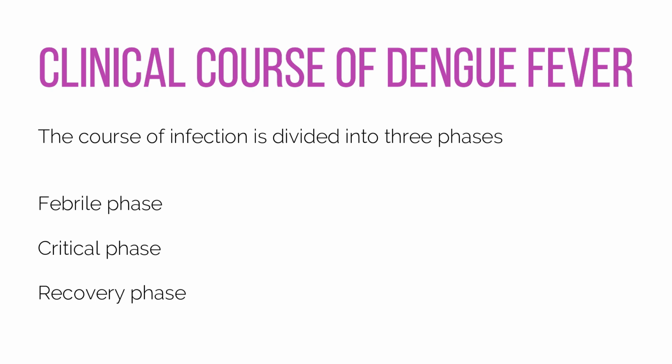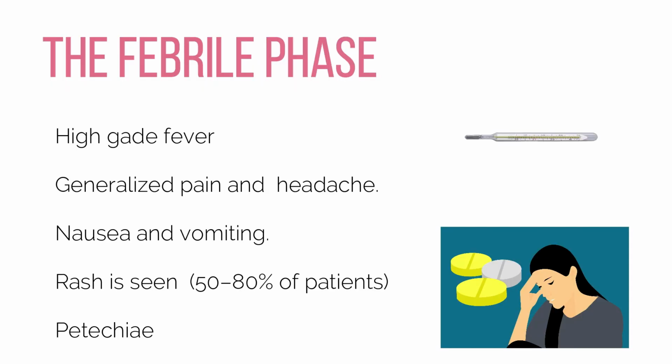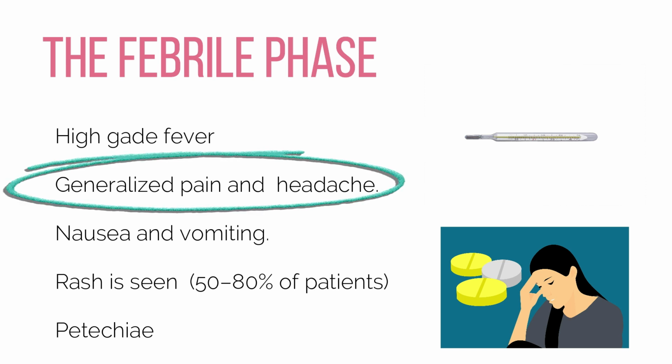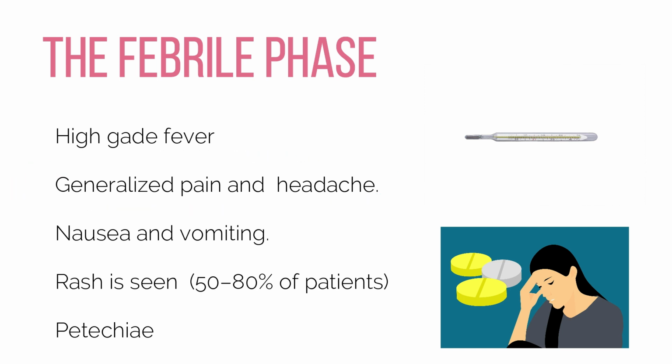Clinical course of dengue fever. The course of infection is divided into 3 phases: febrile phase, critical phase, and recovery phase. The febrile phase. In this phase, there is high-grade fever, generalized pain and headache. Along with this, there is nausea and vomiting. Rash is seen in 50 to 80% of patients, and there may be petechiae.